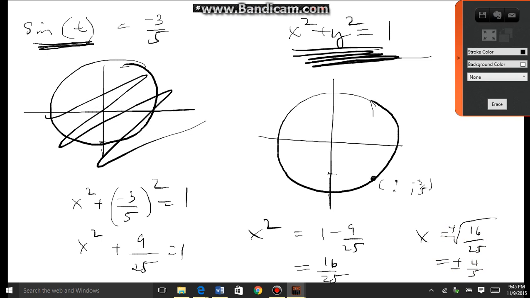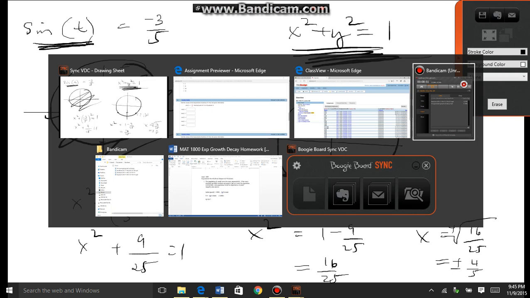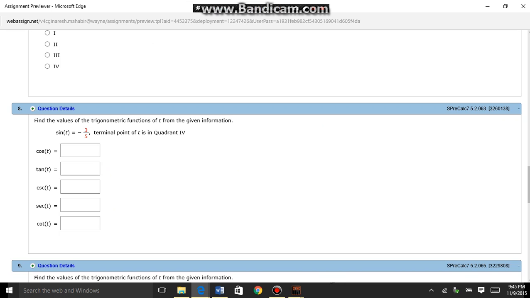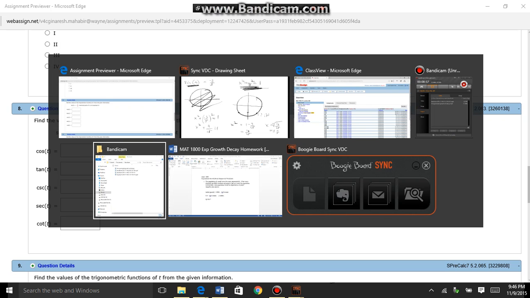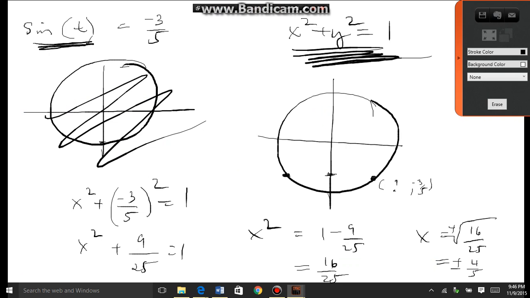So you get 2 places that satisfy this, where it's -3/5. -3/5 is here and here, okay? But if you remember the details, it says it has to be in the 4th quadrant. So to be in the 4th quadrant, that's right here, which means the x is positive, so 4 over 5. Bingo. And we can figure out the rest of our trig functions. Alrighty, guys.